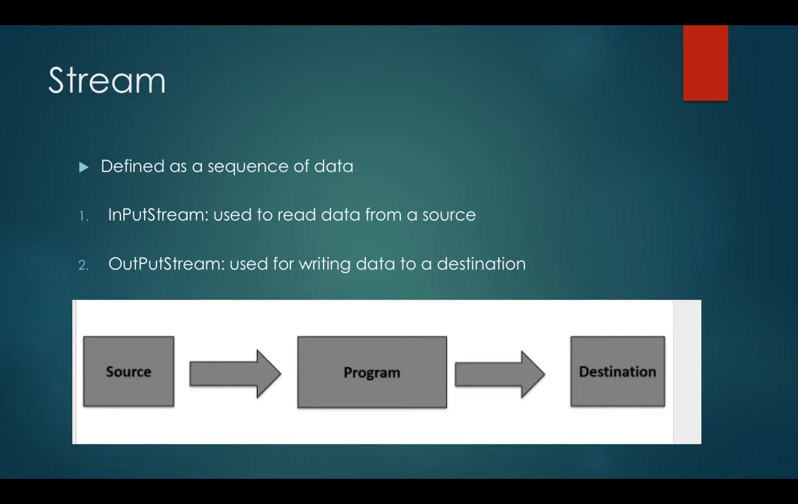So let's talk about streams. Streams are defined as a sequence of data. There are input streams, which are used to read data from a source, and output streams, which are used for writing data to a destination. So here's a photo. We have a source, the program, destination. So that's the order that it goes in.